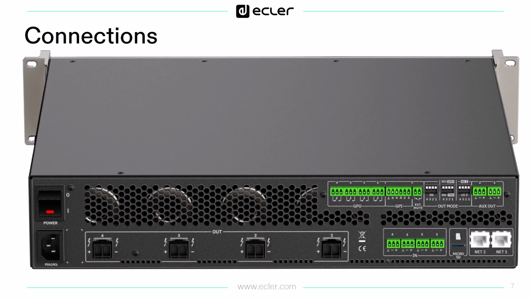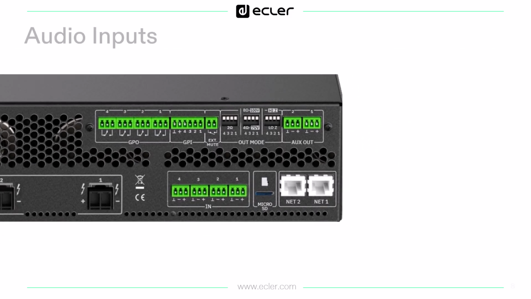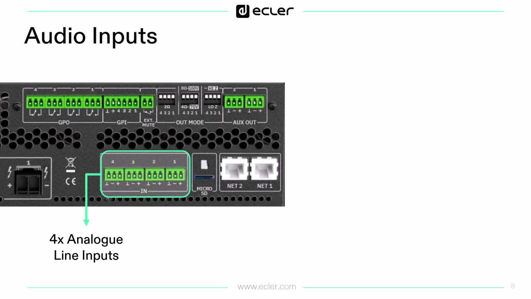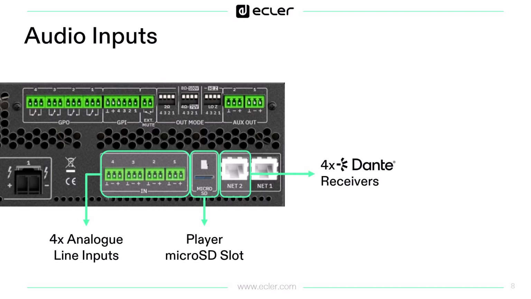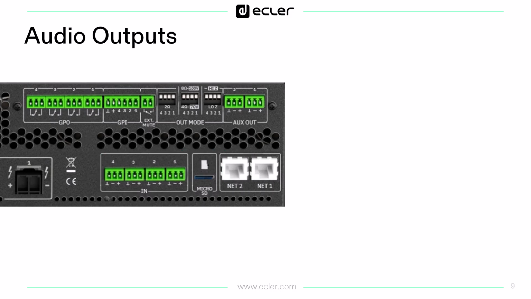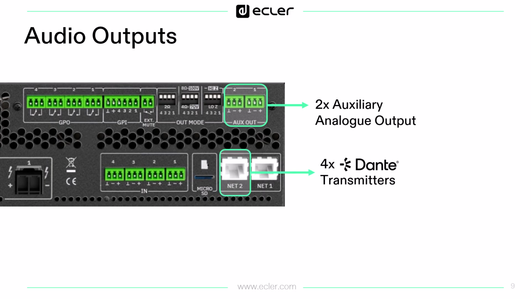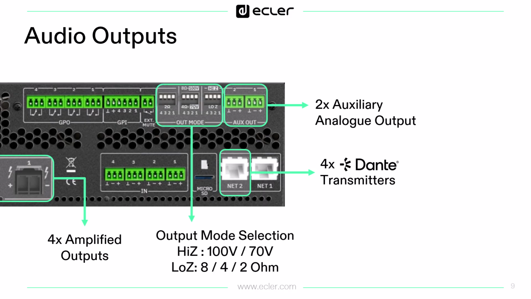Let's see the back of the unit. We can see the 4 analog inputs, the micro SD slot for the player, and in the network support we will find the 4 Dante receivers. Looking at the outputs, we find the 2 balanced line level auxiliary outputs, the 4 Dante transmitters, and the 4 amplified outputs. For these last ones, we have some DIP switches to select the loads.